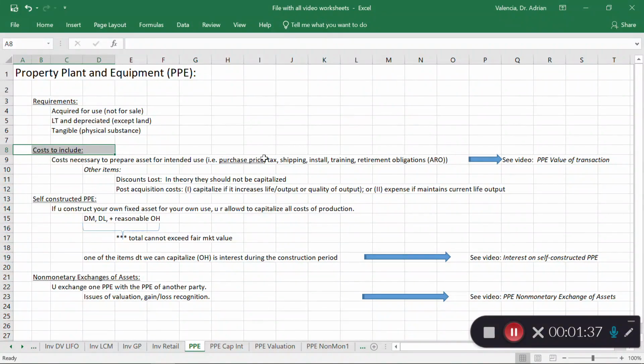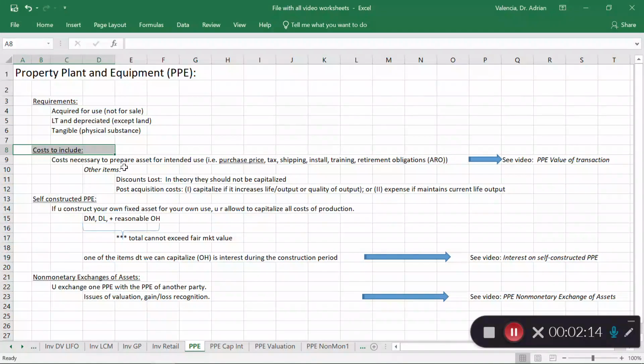Obviously, the purchase price of this asset, but you can also include all these other items that are necessary in the acquisition of that asset. So the taxes, shipping, installation fees, even training to get personnel started on the machine, and any asset retirement obligations that you may have. You need to capitalize the present value of that. So maybe at the end of the period, you have to clear up the land where the machine was. Whatever costs are involved in doing that are also capitalizable.